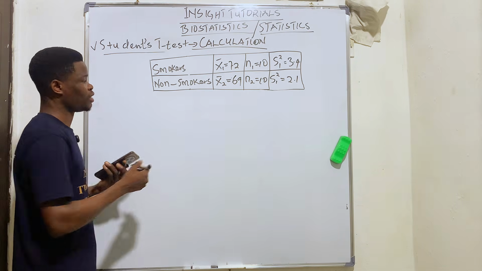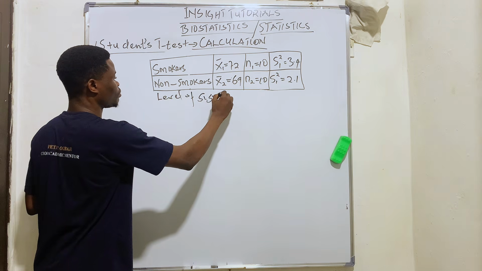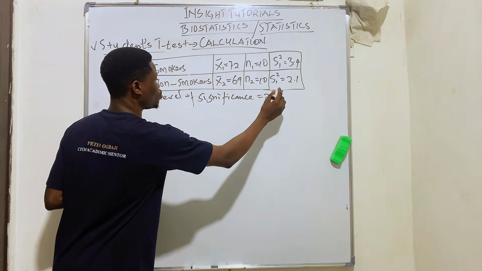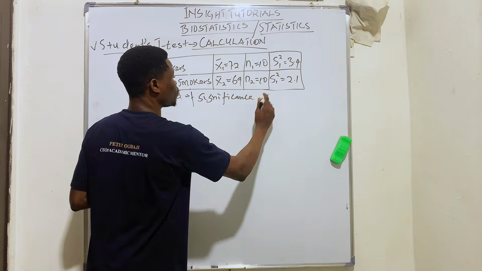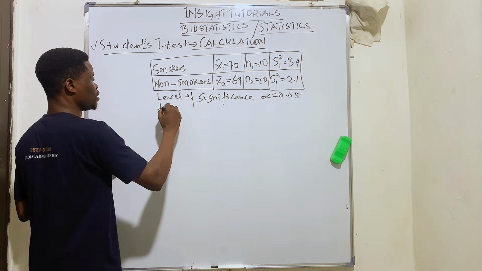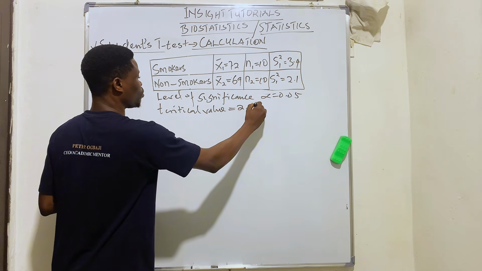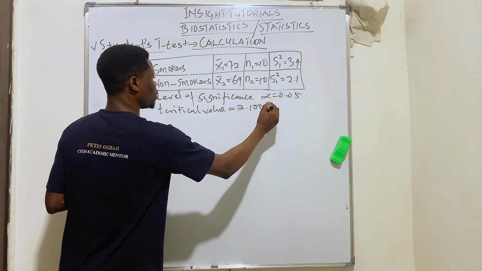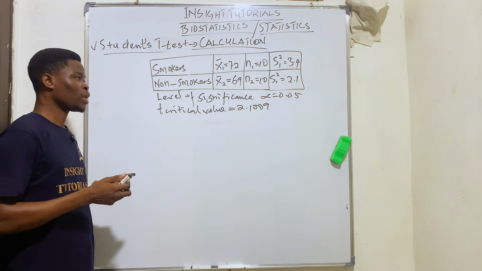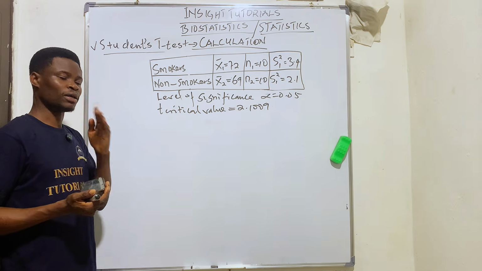From our question, we're given our level of significance as alpha level of 0.05, and our T critical value was given as 2.1009. So we are told to actually conduct the hypothesis testing for this particular question. And before we do that, we are instructed to ensure to follow the 5 steps of the T-test.